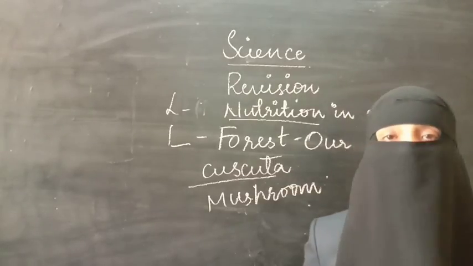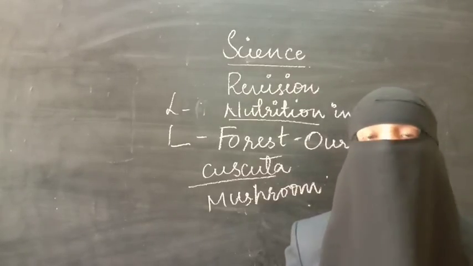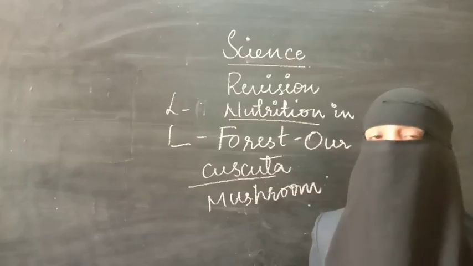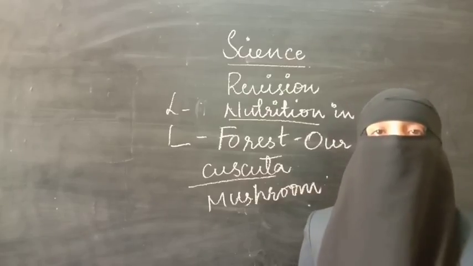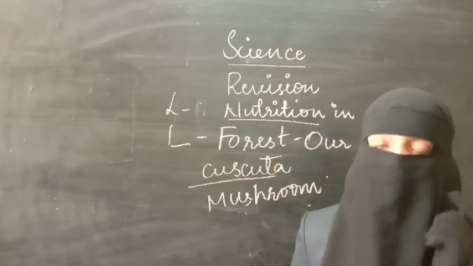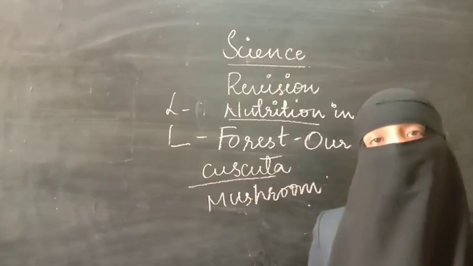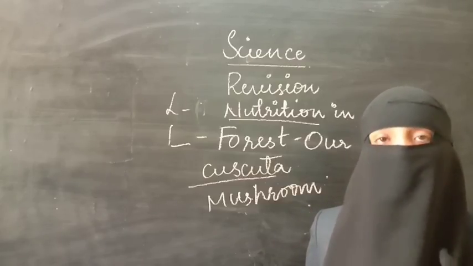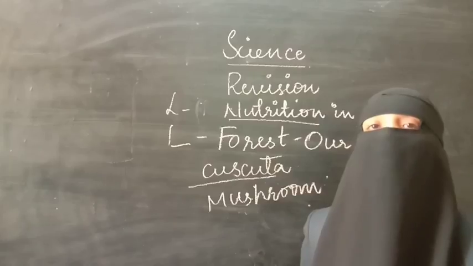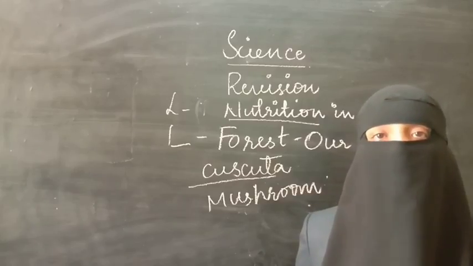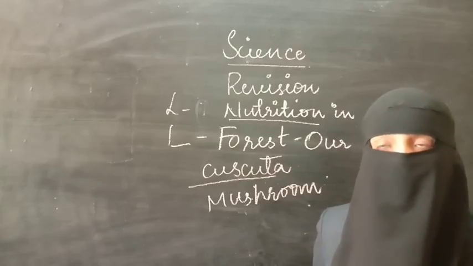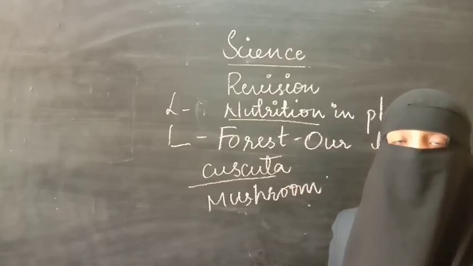The next type of nutrition is insectivorous nutrition. In that, the plants are called insectivorous plants or carnivorous plants. Why are they called carnivorous plants? Because these plants are green in color. That means they are able to perform photosynthesis and have chlorophyll. All the things required for photosynthesis are present. But they cannot obtain nutrients on their own. That means they should depend on other animals, like insects.